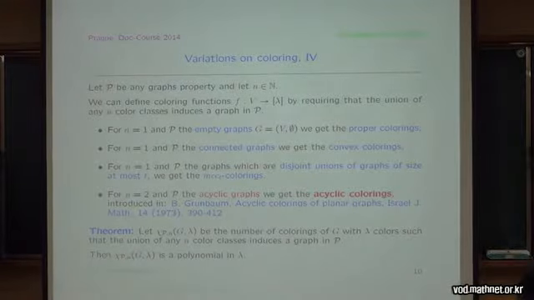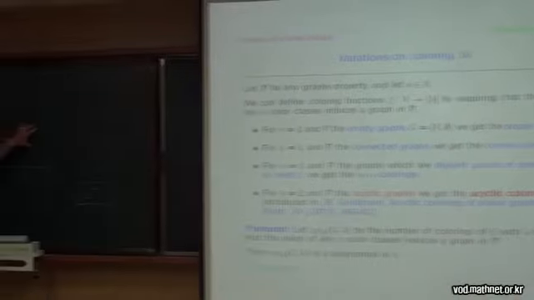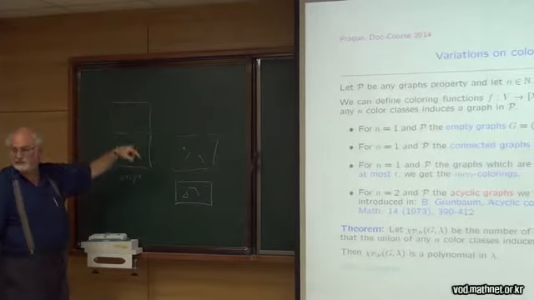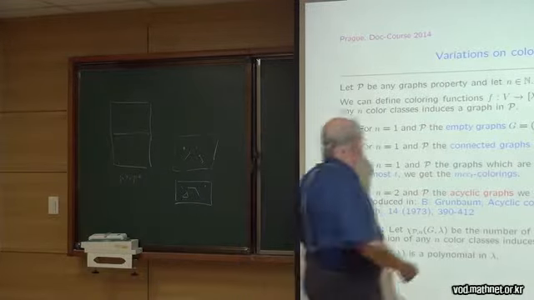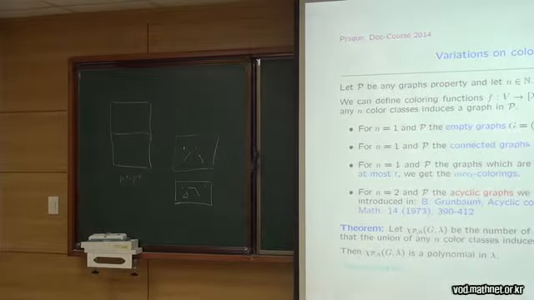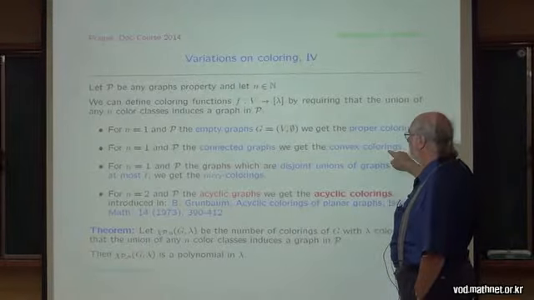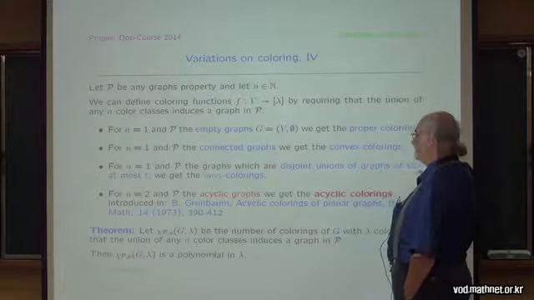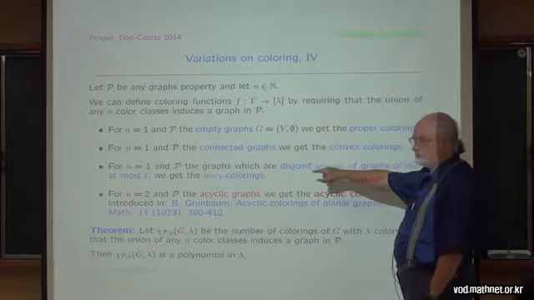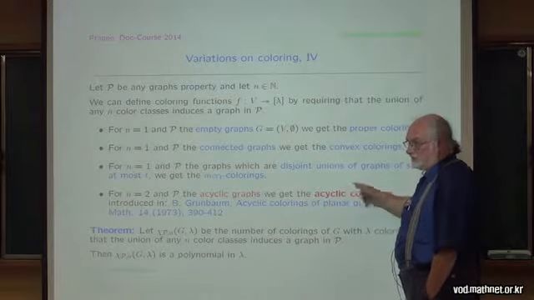But you have in the literature acyclic colorings, where the union of two color classes induces an acyclic graph. And this has been studied already in the 70s. So indeed, for n equals 1 and P the empty graphs, you get the proper colorings. For n equals 1 and P the connected graphs, you get the convex colorings. For n equals 1 and P the graphs which are disjoint unions of graphs of size at most t, we get MCC colorings. For n equals 2 and P acyclic graphs, you get acyclic colorings.